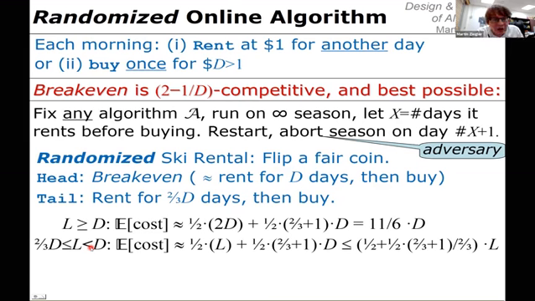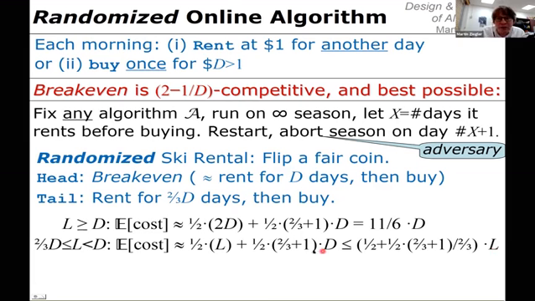Here, the optimal offline algorithm will never make a purchase, right? Because the length of the sequence is less than D. So the cost will be L dollars for renting, which is less than D dollars for making a purchase. So the optimal offline algorithm will incur L dollars in this case.